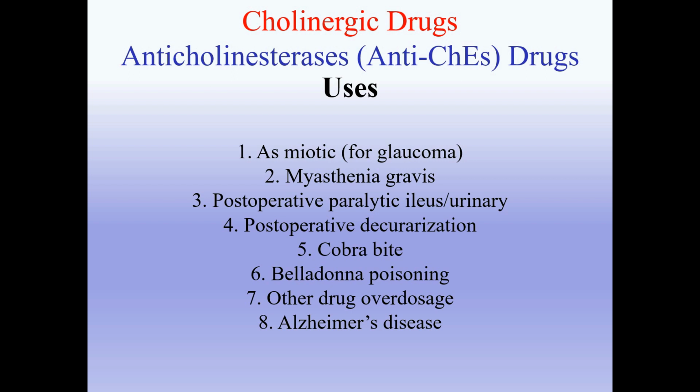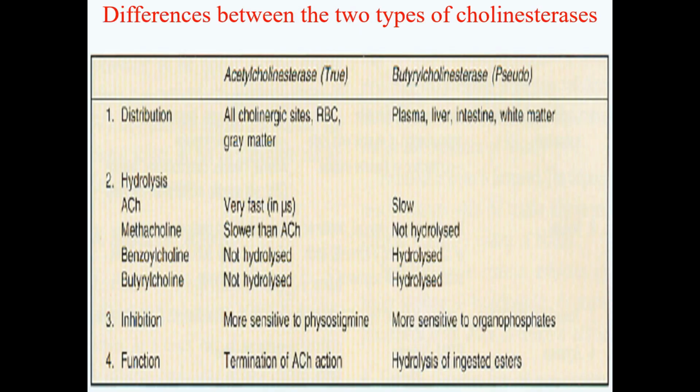Uses of anticholinesterases. As miotic for glaucoma, myasthenia gravis, postoperative paralytic ileus, urinary retention, postoperative decurarization, cobra bite, belladonna poisoning, other drug overdosage, Alzheimer's disease. And on this slide you can see differences between the two types of cholinesterases. Acetylcholinesterase, which is true, and butyrylcholinesterase, which is pseudocholinesterase. Distribution, hydrolysis, inhibition, and function.